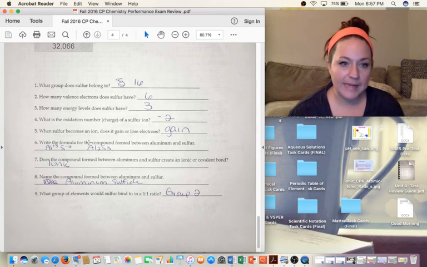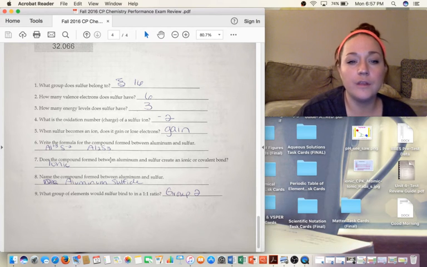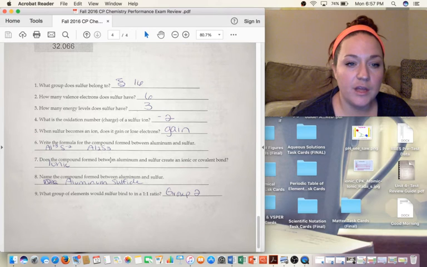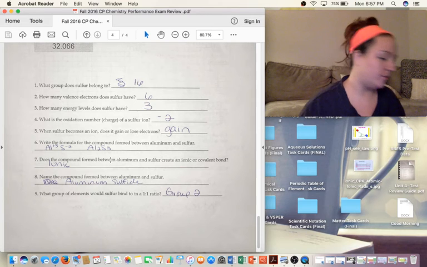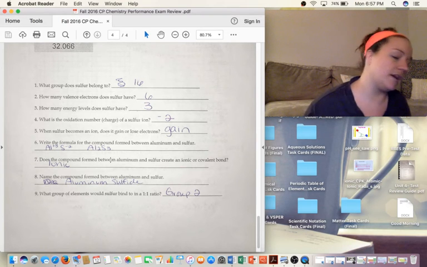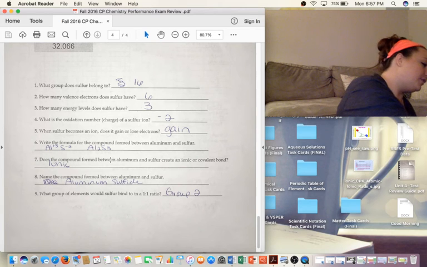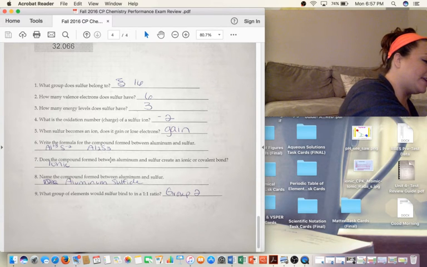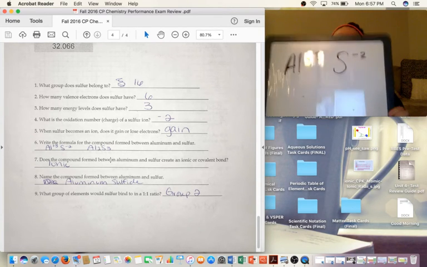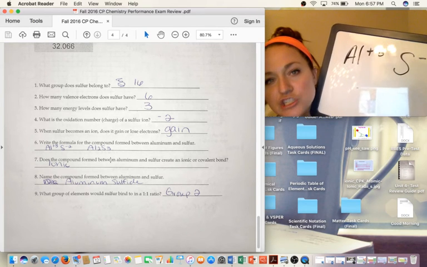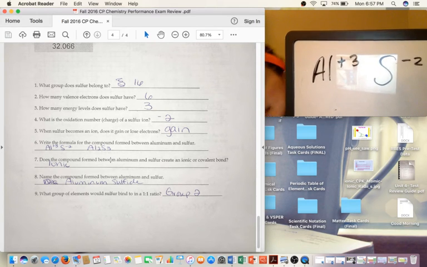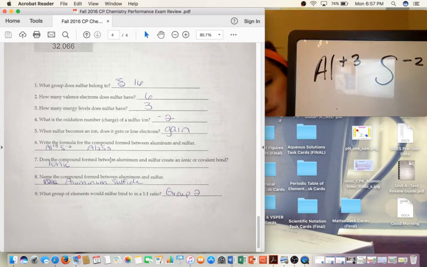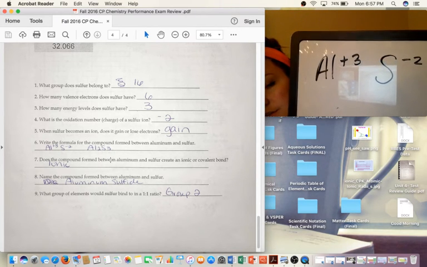All right, write the formula for the compound formed between aluminum and sulfur. So we have aluminum, who is a positive 3, and you can look at your periodic table. He falls into group 13. So we have aluminum, who is a plus 3, and we have sulfur, who is a negative 2. Guys, do the charges match? Do they cancel each other out? If you're saying no in your head, you're thinking right. So think to yourself, what do I need to do next?